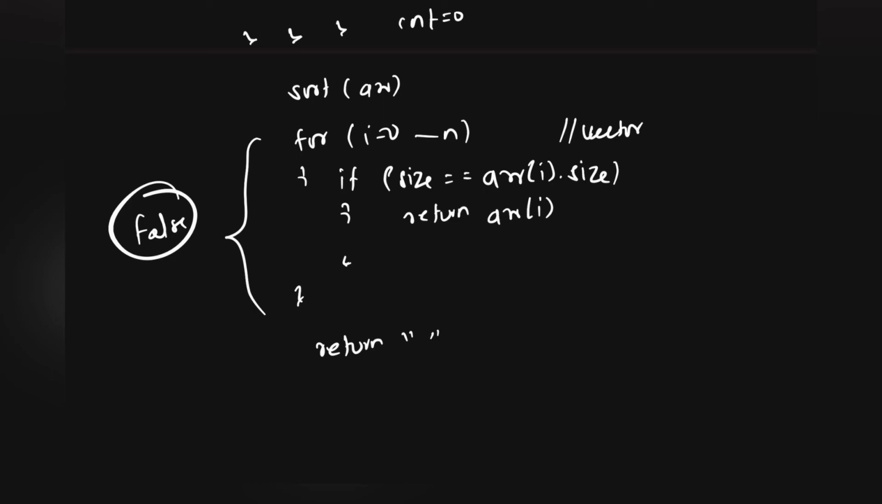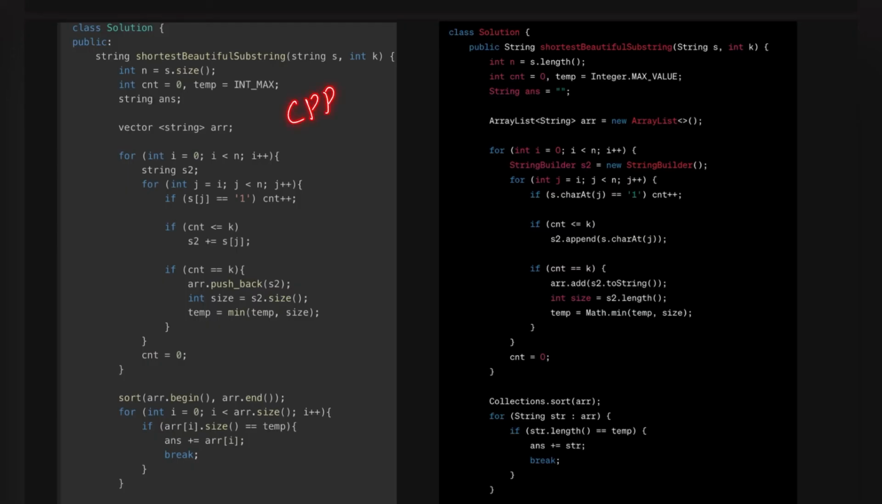Now let's try to see the C++ and Java code for this problem. So this is the CPP code and this is the Java code for the problem we discussed above. I declared n, which is the size of my given string. The same thing I did over here. Then I took the counter, that is, we need to count the number of ones present in my substring. And the same thing I did over here.